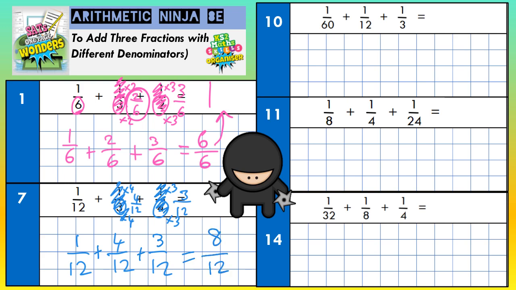You could simplify that a little bit further. Both of those numbers divide by 4. 8 divided by 4 is 2, and 12 divided by 4 is 3. So an equivalent answer will be 2/3.